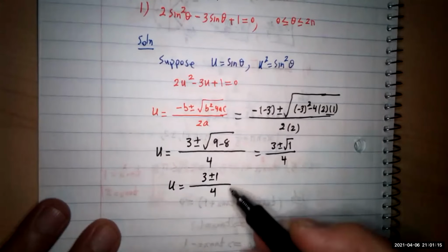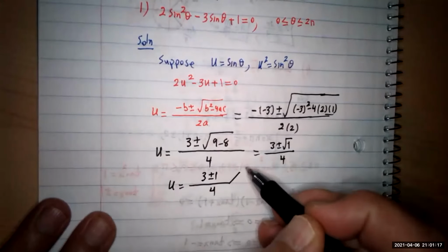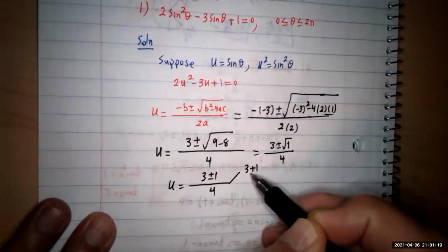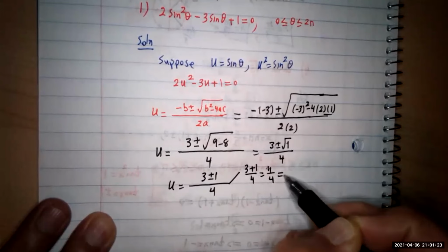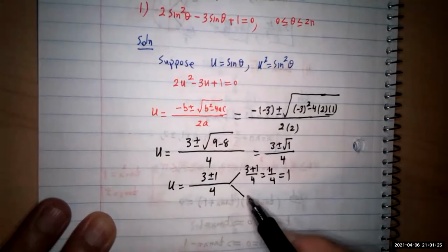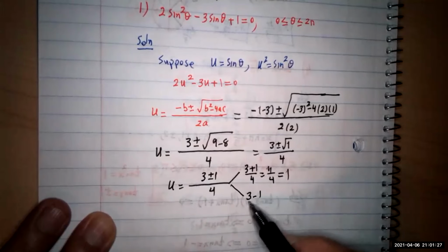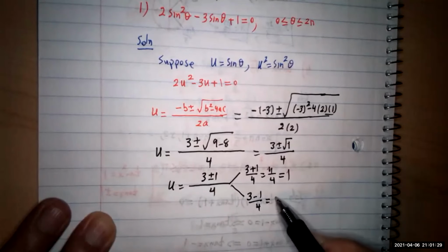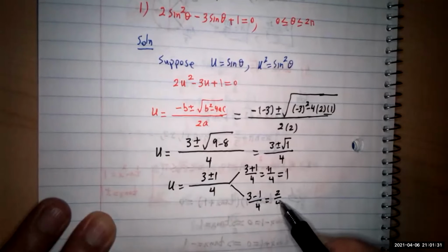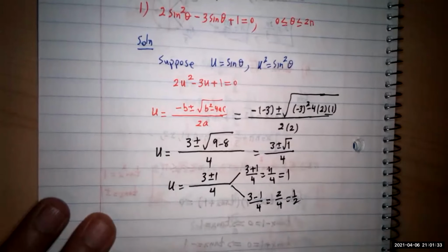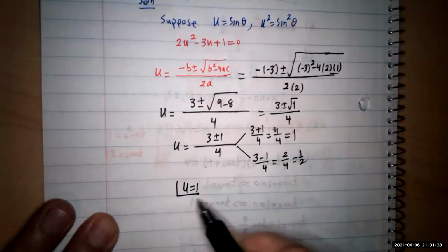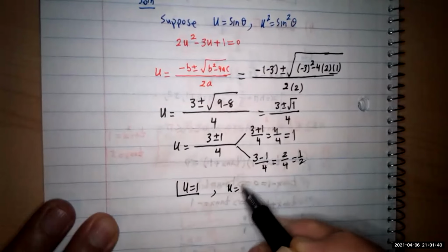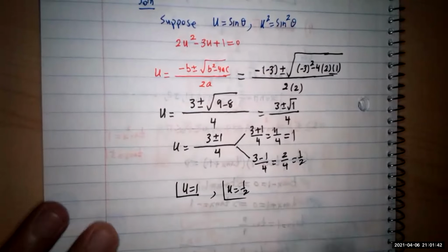Okay, you know that we are going to have two solutions. If you go with the positive, 3 plus 1 over 4, that gives you 4 over 4, which is 1. If you go with the negative, it's going to be 3 minus 1 over 4. So that gives you 2 over 4, which is a half. So you have two solutions: u equal to 1 and u equal to 1/2. Any question?